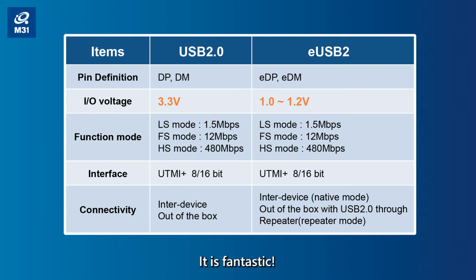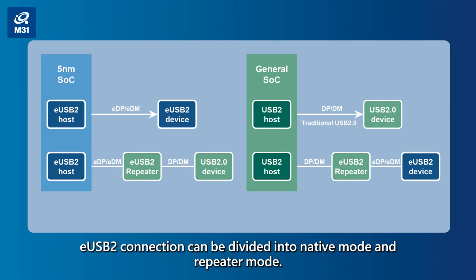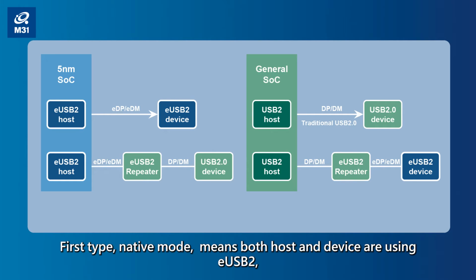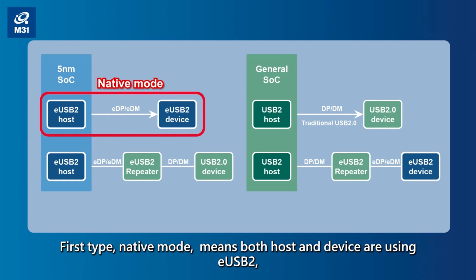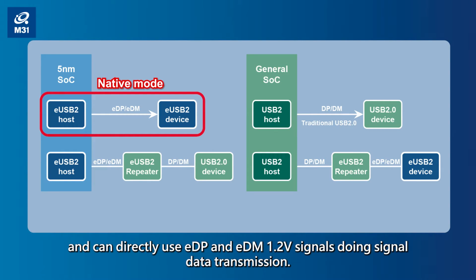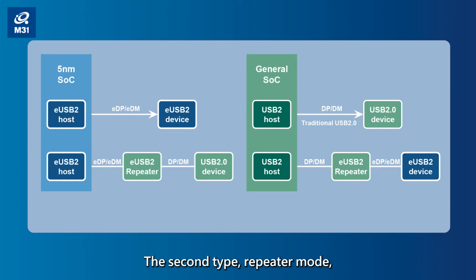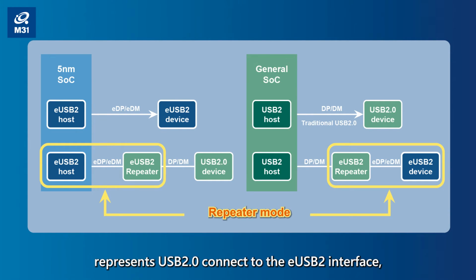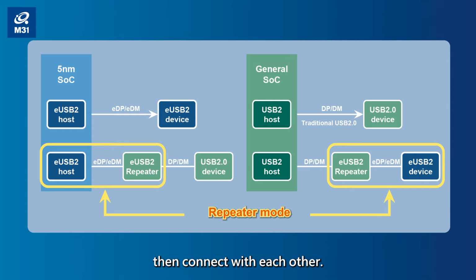It is fantastic. eUSB2 connection can be divided into native mode and repeater mode. The first type, native mode, means both host and device are using eUSB2 and can directly use eDP and eDM, the 1.2 volt signals, during data transmission. The second type, repeater mode, represents USB 2.0 connected to the eUSB2 interface. You have to use a repeater chip converting signals, then connect with each other.